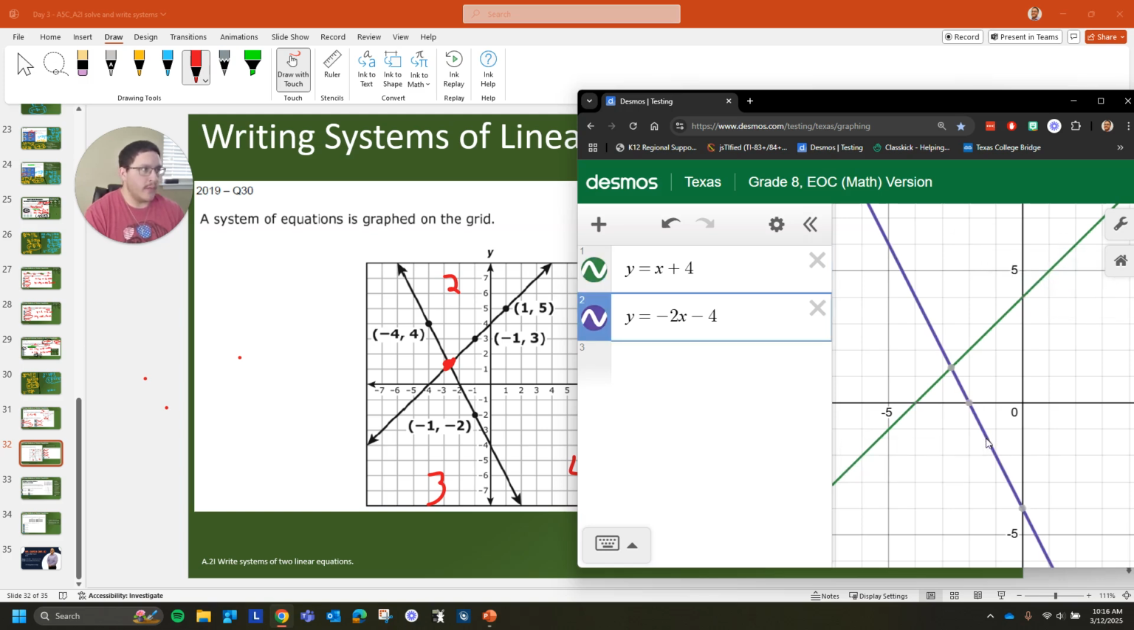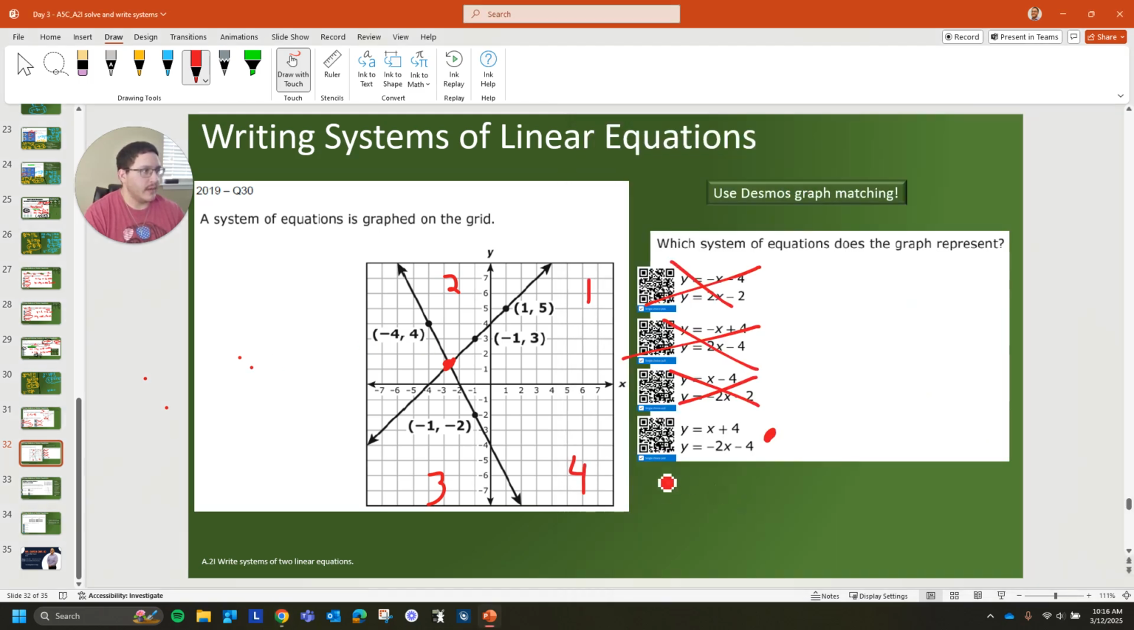Some other points that we can go for on the second line right here, the one that goes from left to right down. Negative 4, 4, which we do right here. Should be right there. Yep. And then negative 1, negative 2, just to be sure. Yep, it's right there too. So the only one that makes sense for this problem is this last one right here.